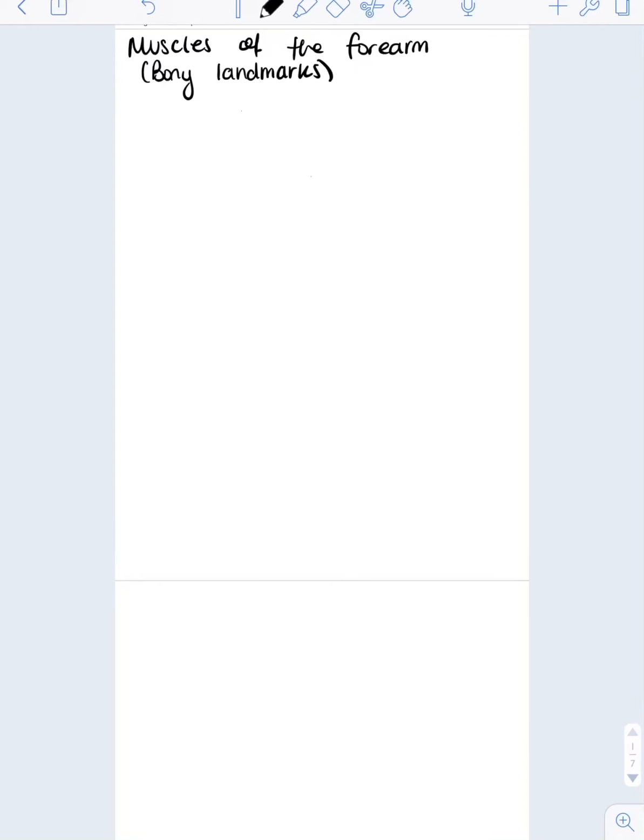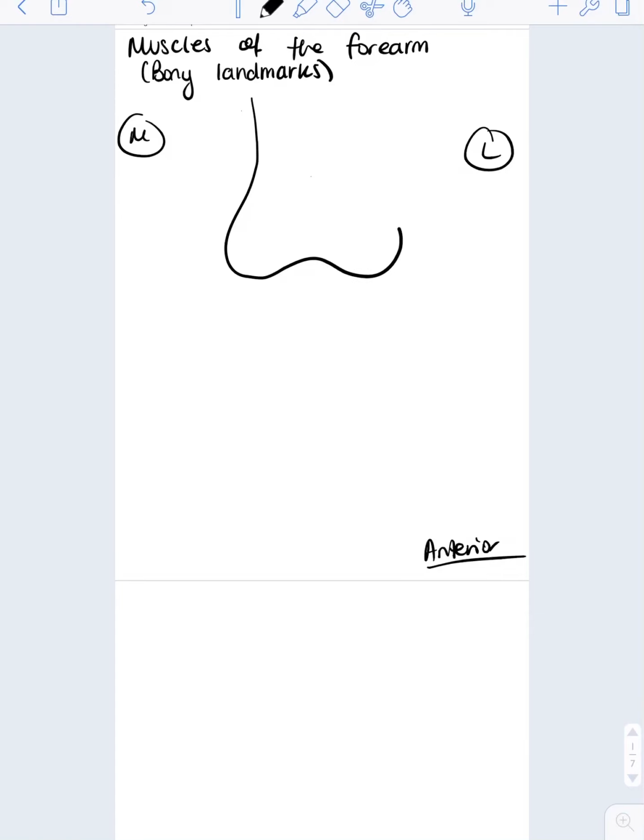Now the first thing that we're going to do, of course, is going to be to orientate our diagram. And we're going to draw it from an anterior view or a palmar view. And this side of the diagram will be medial and this side will be lateral. So we start off with drawing the distal humerus. And then we want to label the humerus now.